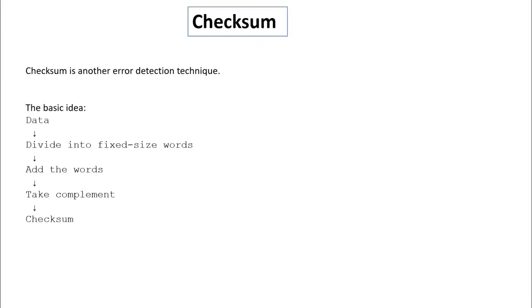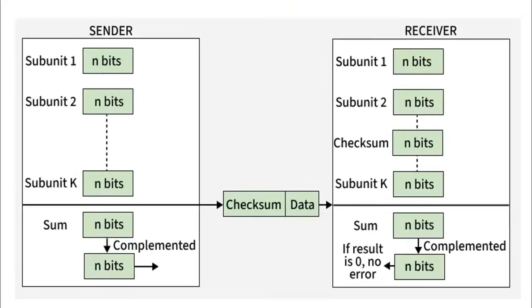Moving on to one other powerful technique, which is called checksum. So how does checksum work? It's so simple. The basic idea is this: the data is divided into fixed size words. We sum all these words and take the one's complement, and that one's complement is called the checksum. So now we have computed the checksum.